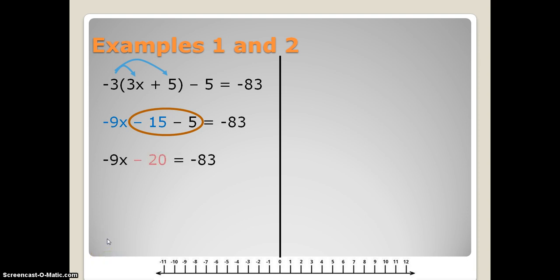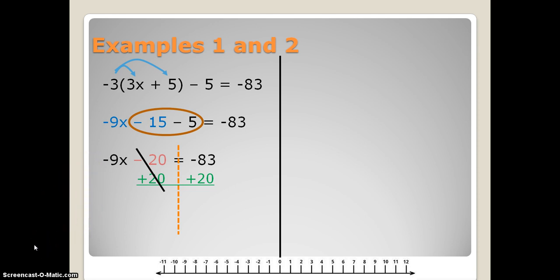Now this becomes a solving equation, a two-step like we did the other day. So I'm going to draw a line down the middle, and I'm going to start working with this negative 20. I'm going to do my adding first. Since this is a minus 20 or a negative, we're going to add that to both sides. So this cancels out, and we're left with a negative 9x on the left.